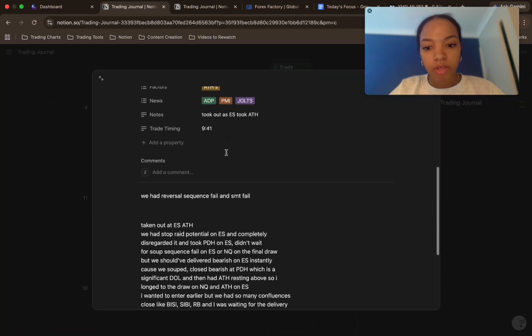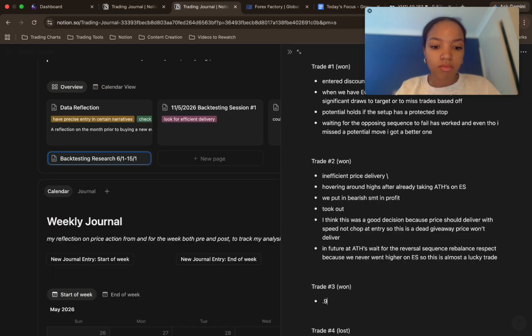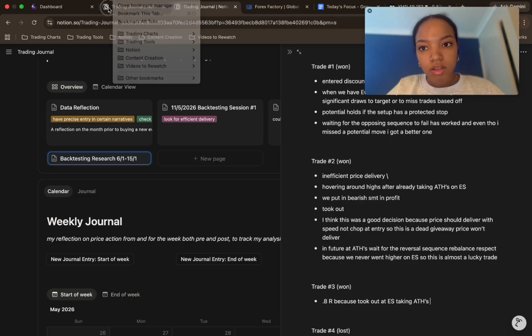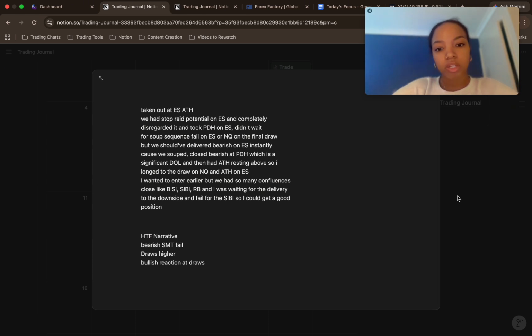Alright, let's do this one. 0.8R, because took out at ES, taking all-time highs. We had stop trade potentially on ES and completely disregarded it and took previous day high on ES and didn't wait for soup sequence fail on ES or NQ on the final draw, but we should have delivered bearish on ES instantly because we souped, closed bearish at previous day high, which is a significant draw on liquidity, and then had all-time highs resting above, so I longed to the draw on NQ and all-time highs on ES.